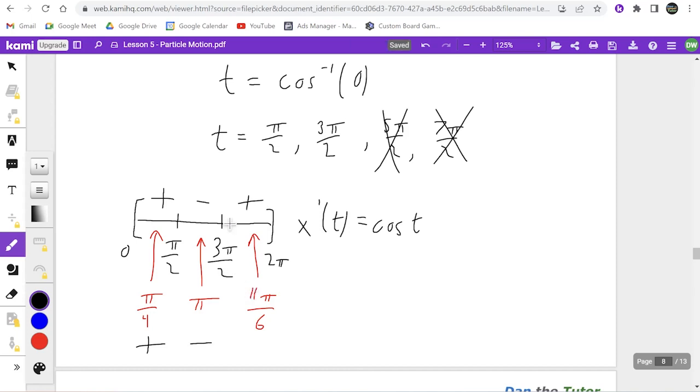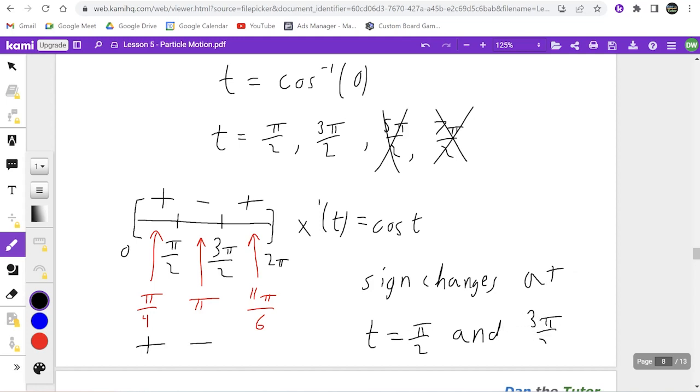It looks like we do have sign changes. We have sign changes at both points at t equals pi over 2 and 3 pi over 2. And for that reason, that's our answer. Pi over 2 and 3 pi over 2.